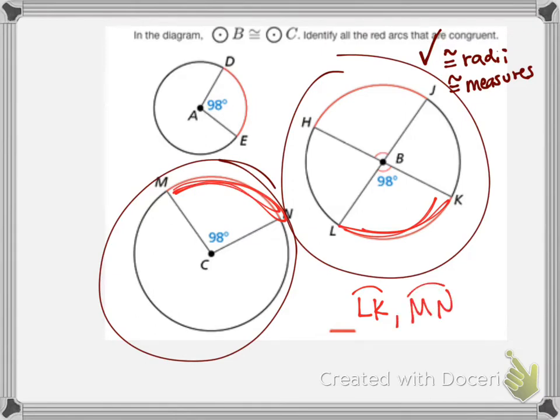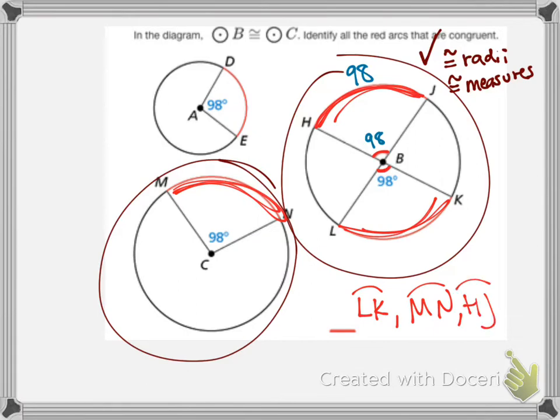Some even got this one, HJ, sorry. The angle I've highlighted and the angle across, they're vertical. Oh, it also just marks them congruent. Silly me. Congruent, congruent. So that means this angle is 98, which means this arc is also 98. So that would be HJ.